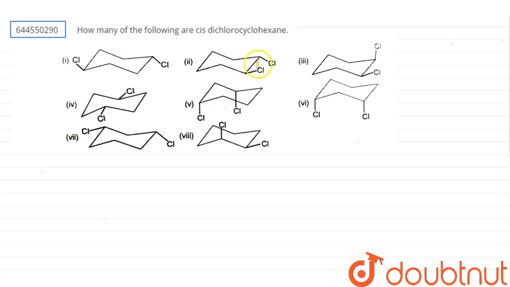So in this question, we have to find out the cis dichlorohexane from all these structures. The very first thing you should know about the cis and trans dichloro substance.